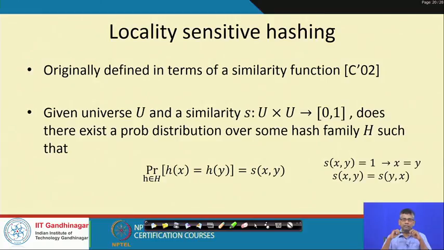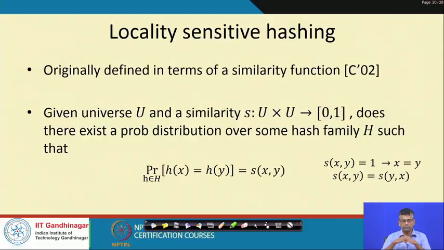What we have said is that suppose we have a similarity function, and a similarity function is something that takes any two objects and intuitively gives us a similarity between these two. And mathematically we can say that it satisfies a few simple properties like s of x y equal to 1 if and only if x equal to y, and s of x y equal to s of y x.